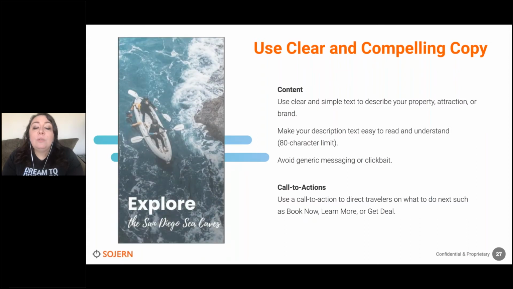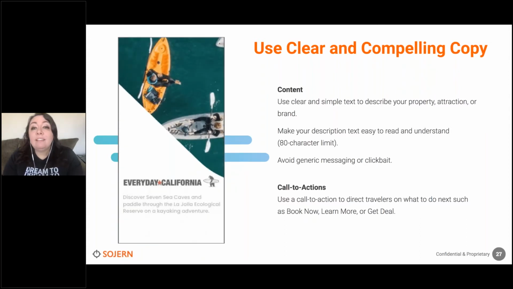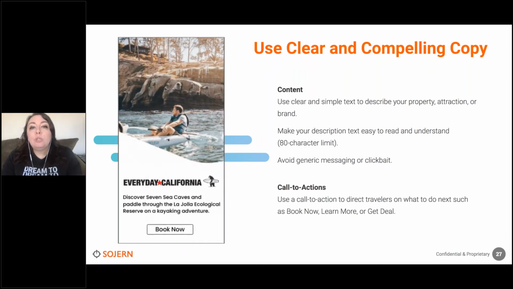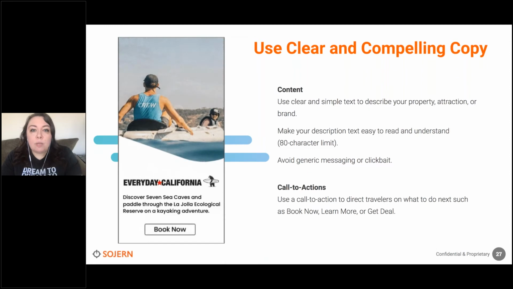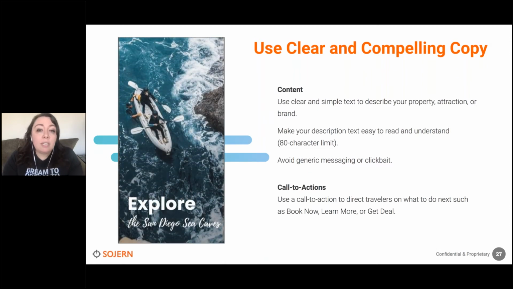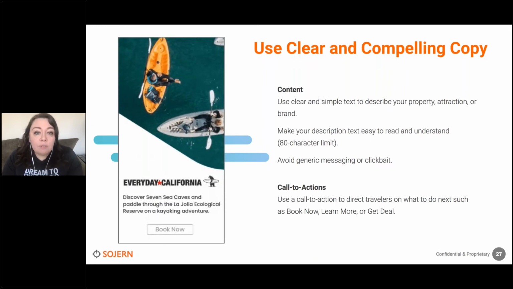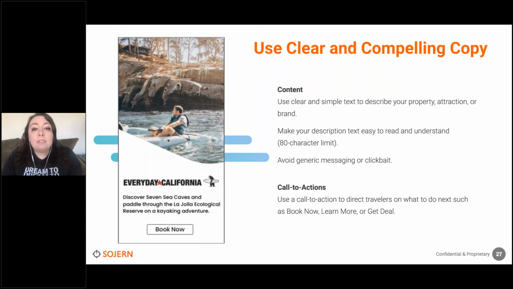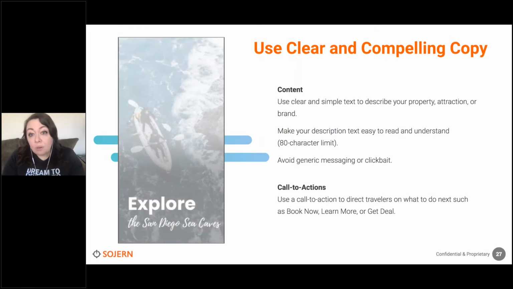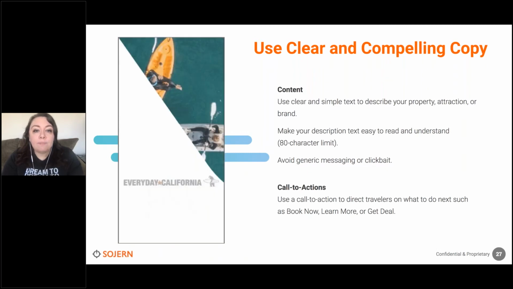And then you also want to make sure you're pairing your eye-catching images with compelling ad copy. When coming up with copy, make sure you're using clear and simple text to describe your property, attraction, or brand, such as "Explore the San Diego Sea Caves" or "A paradise getaway for nature lovers." You want to make sure your copy is easy to read and understand. So we recommend using 80 characters or less to avoid overcrowding your ad space.